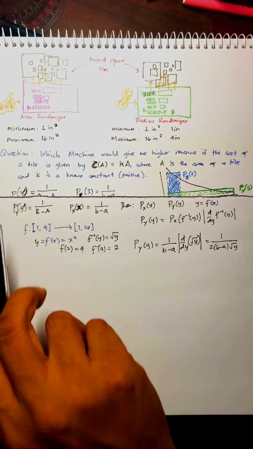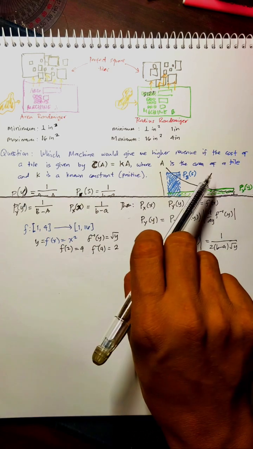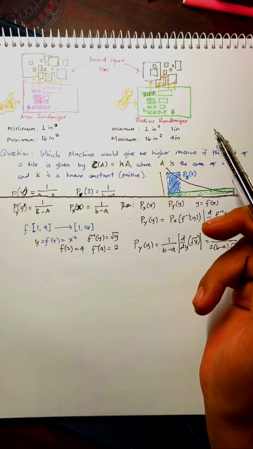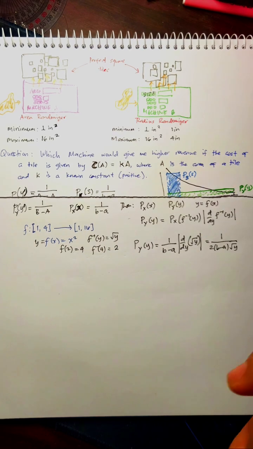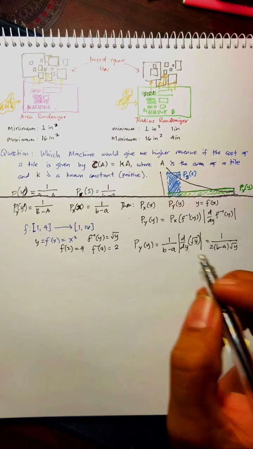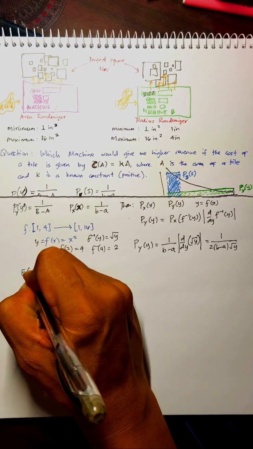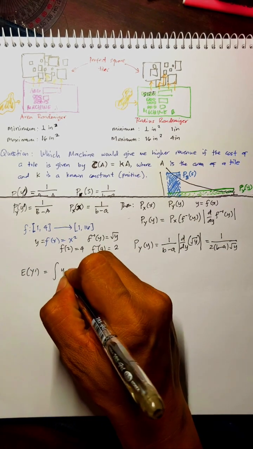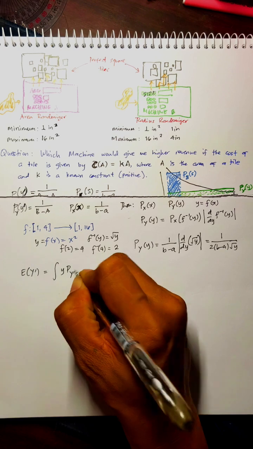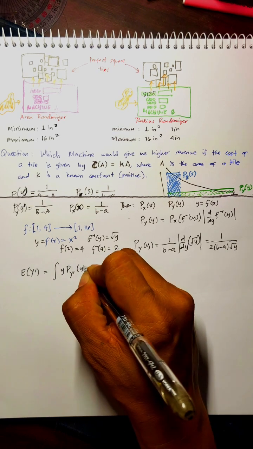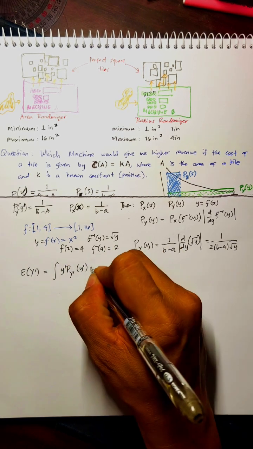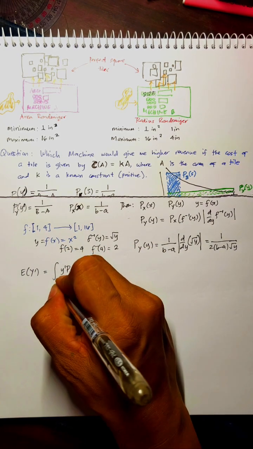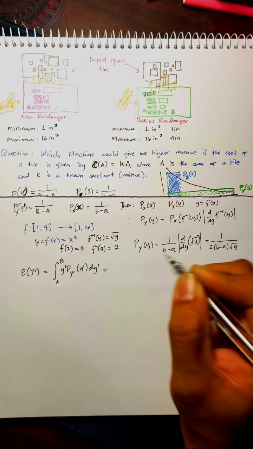Again, to know which one would give me a greater revenue, I would have to know which one would give me a greater average or expectation value. Let's calculate the expectation value of y prime. That would be equal to the integral of y prime times p of y prime, dy prime, from minimum to maximum, so this would be from a to b.